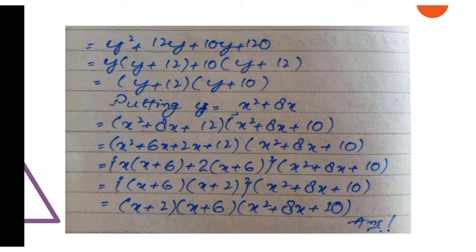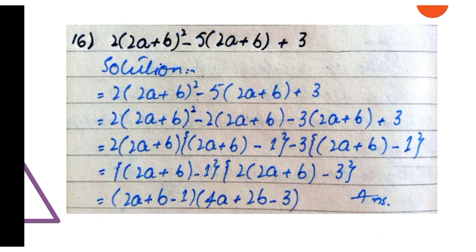Now in the first braces, the two brackets x plus 6 and x plus 6 are common, so write it only once, and the remaining terms are x and 2. That's why I've written x plus 2. Now remove these braces and write x plus 2, x plus 6, then x square plus 8x plus 10. So these are the factors of the required expression.